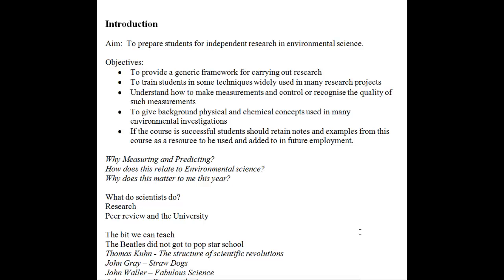Really, making a measurement actually means also understanding the quality of it. In doing this, we inevitably have to have some examples to look at. The examples that we choose are hopefully ones that are of fairly wide applicability. So we've got these general background physical and chemical concepts that form the basis of many environmental investigations.